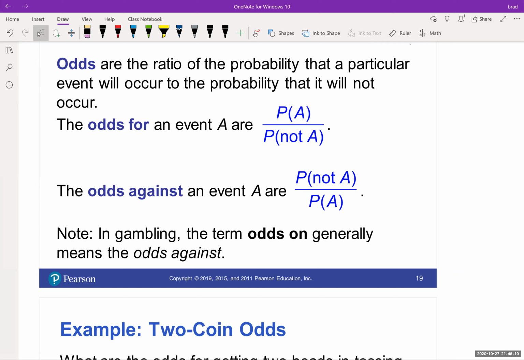I don't know if there's an easy way to memorize it, but the odds for always have the probability of A on top, divided by the probability of not A, and the odds against, they just flip-flop. By the way, in gambling, odds are in general against you. They're telling you the odds against you winning, okay?